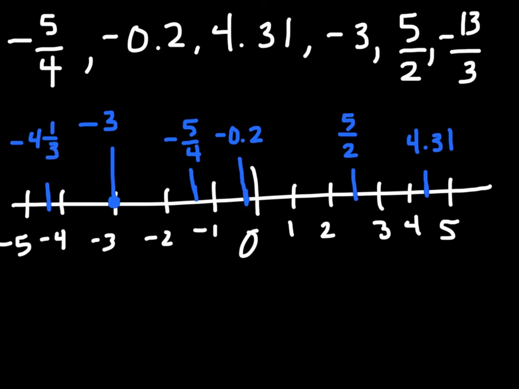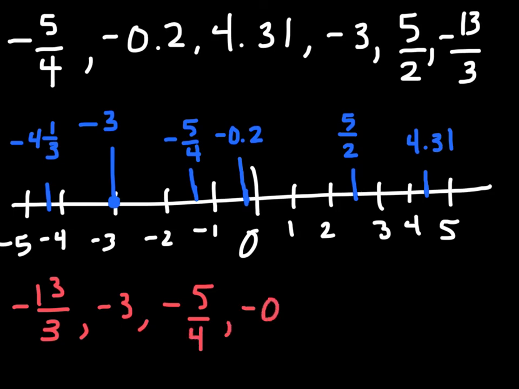Okay, now we simply order these numbers. -13/3, -3. I'm just working my way from left to right on my number line. -5/4, -0.2, 5/2, and 4.31. Ta-da! Finished. We've ordered our rational numbers from least to greatest. And that brings us to the end of section 5.1. When I see you tomorrow, we'll do more practice with rational numbers. See you then.